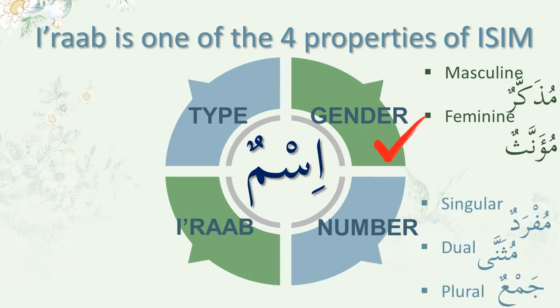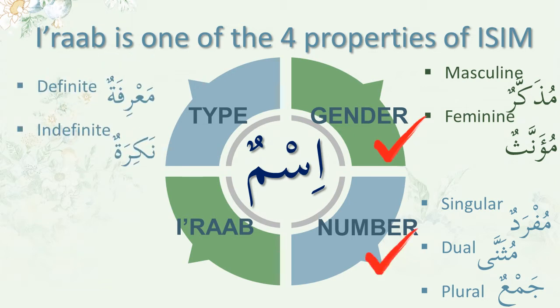The second property is number. For every Isim, there is a singular, dual, and plural form. Plural in Arabic is 3 or more. We've covered this too in 3 installments of lesson 6. And the fourth property is the type of Isim, whether it's a definite or indefinite noun. Inshallah, we will discuss this in the next lesson.